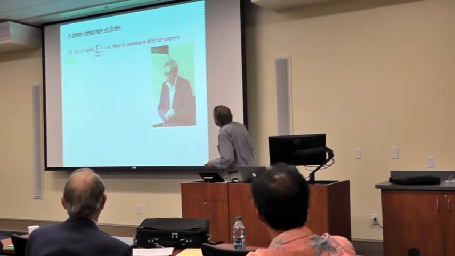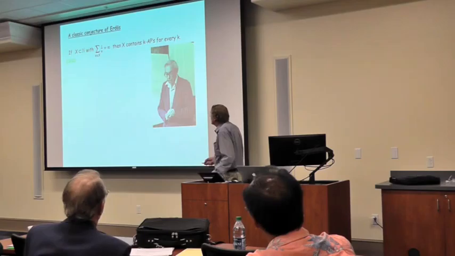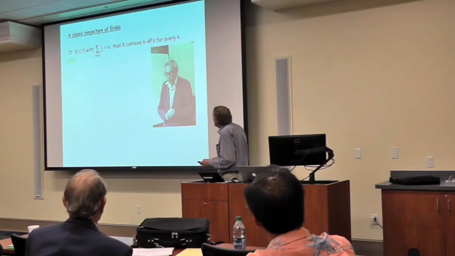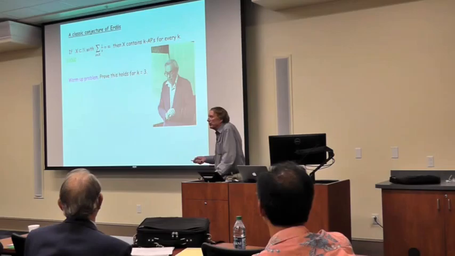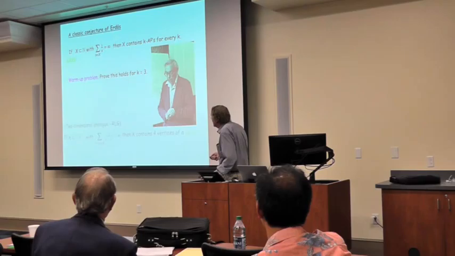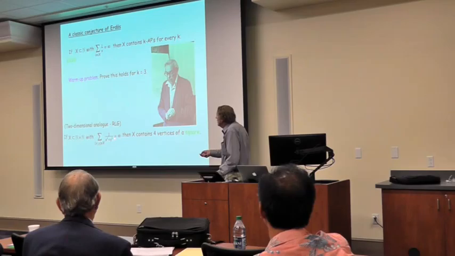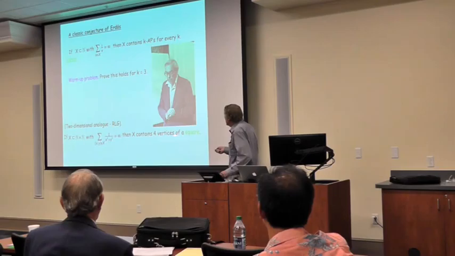Finally, a classic conjecture of Erdős on arithmetic progressions. If you have an infinite set of integers whose sum of reciprocals diverges, then it must contain k-term progressions for every k. And there's $3,000 for that. As a warm-up, try to prove it for k equals 3. If you like working in more dimensions, there's a two-dimensional version of this. If you have a subset of the lattice points where the sum of the reciprocals of the squares of the distance from the origin diverges, then it has to have four vertices of a square, or some kind of analog.